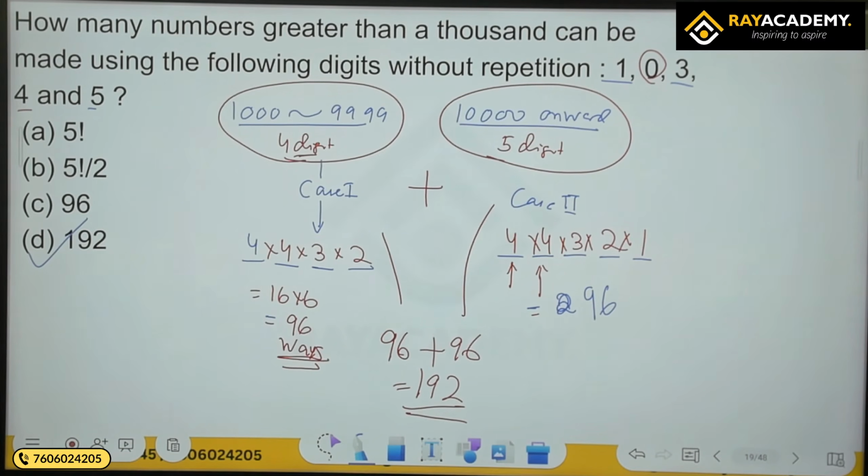But another thing we have to take care of: 0 cannot come to the first place because then it would be a 3 digit number. So that part we have considered and found the answer. Since there are two different cases, we have to add both the numbers of ways. Case 1 was 96, case 2 was 96. We have added and the final answer is 192.